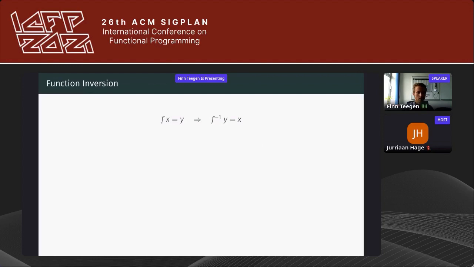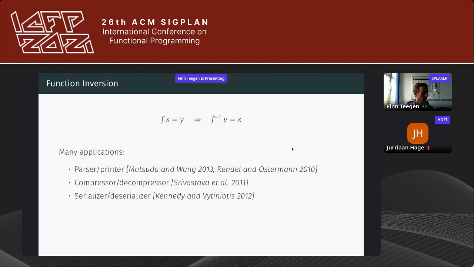It's somewhat informal, but inverses in general have many applications. Some of them I list here. For example, parser and printer can be seen as inverses. There has been work done before on compressor and decompressor as well, and serializer and deserializer also. In general, any form of encoder and decoder can be seen as a pair of function and inverse function, or vice versa. But there are also other applications.